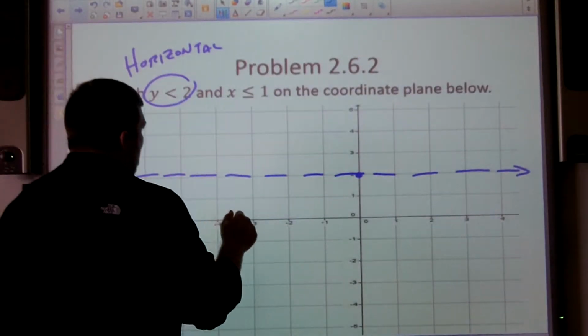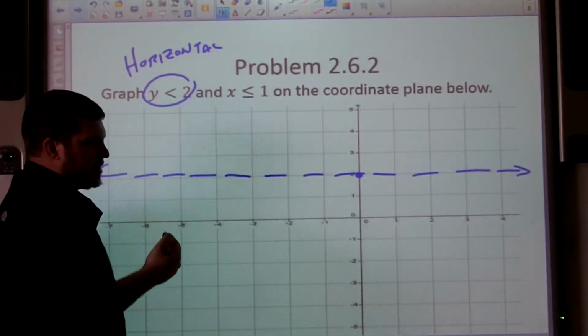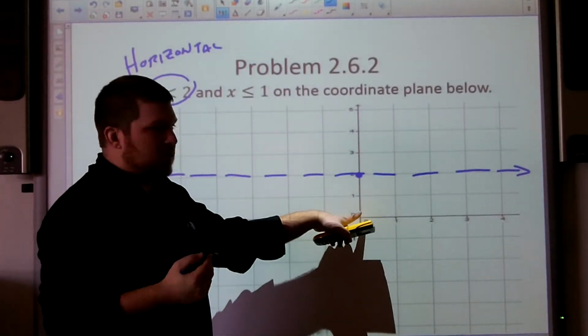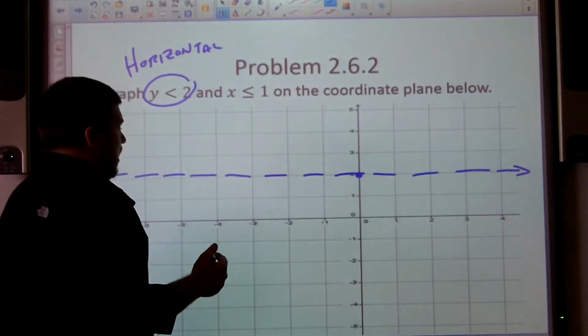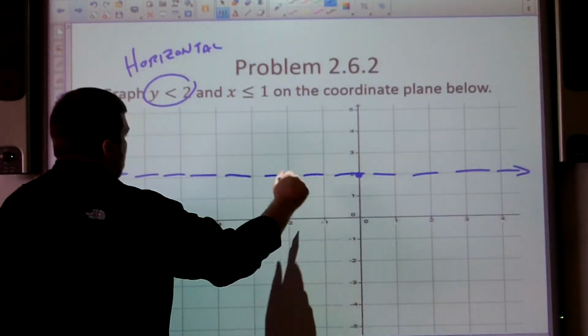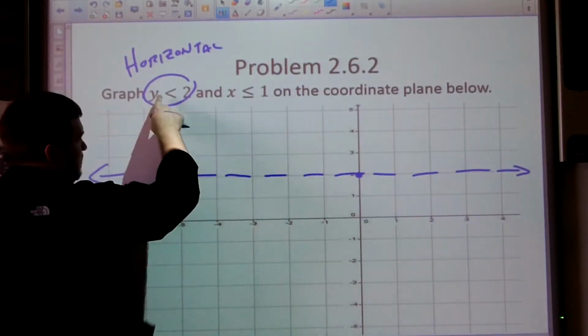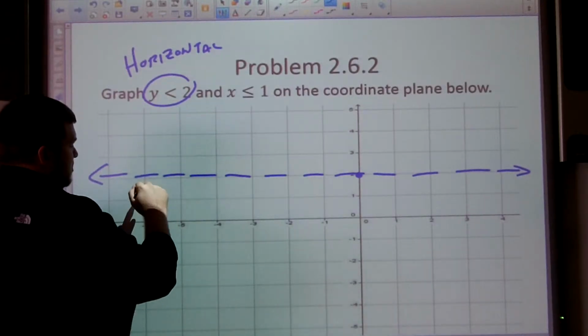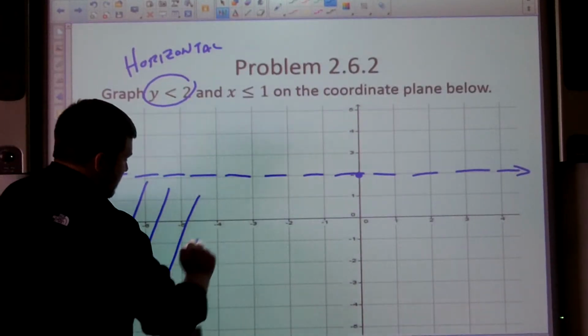And I'm looking for all the values that make this true. So I'm going to test the point. 0, 0 is right here below the boundary line. I'm going to test that. Everywhere I see a y, I'm going to plug in a 0. 0 is less than 2. That's a true statement. So I'm going to shade beneath the graph.